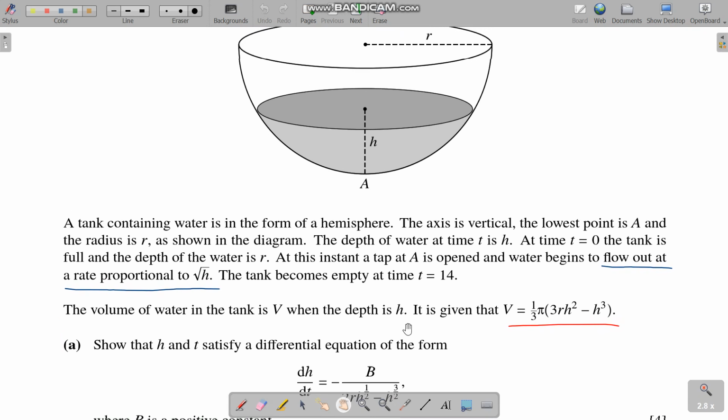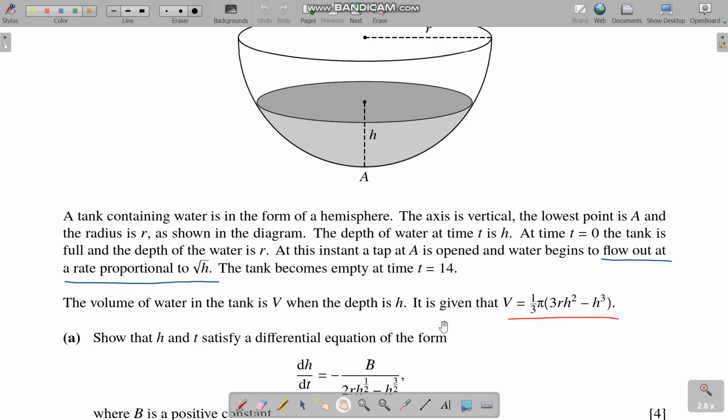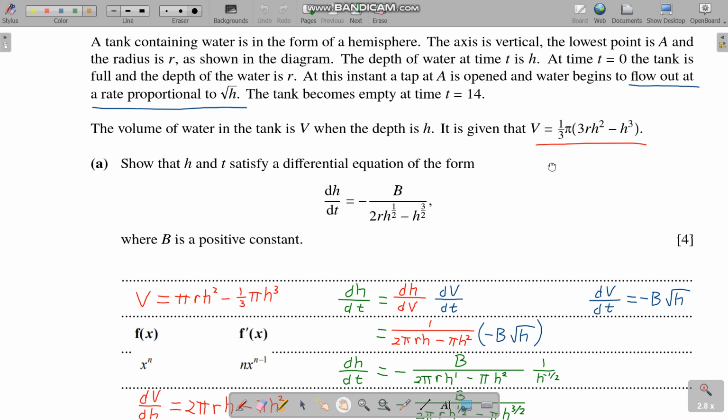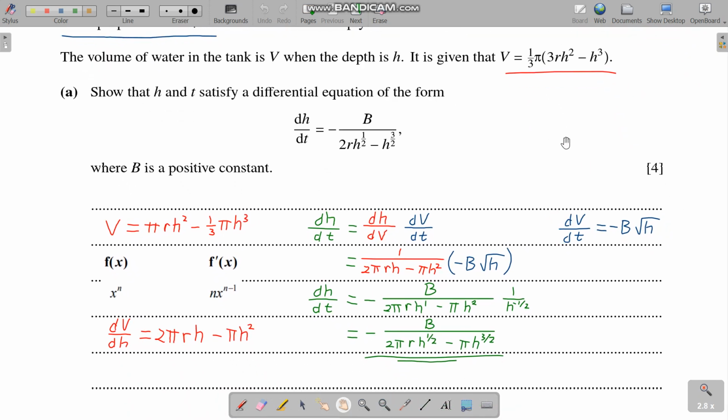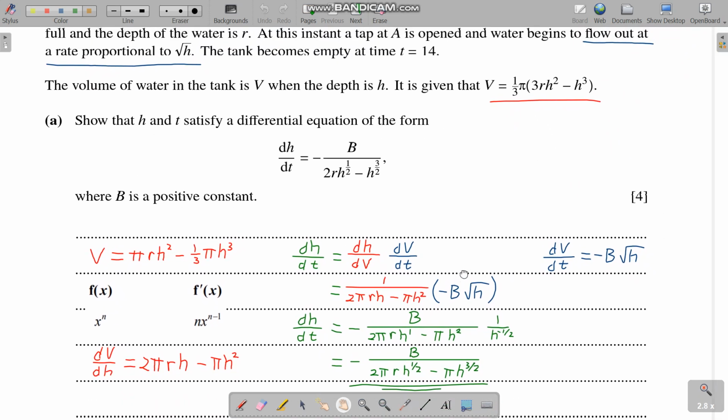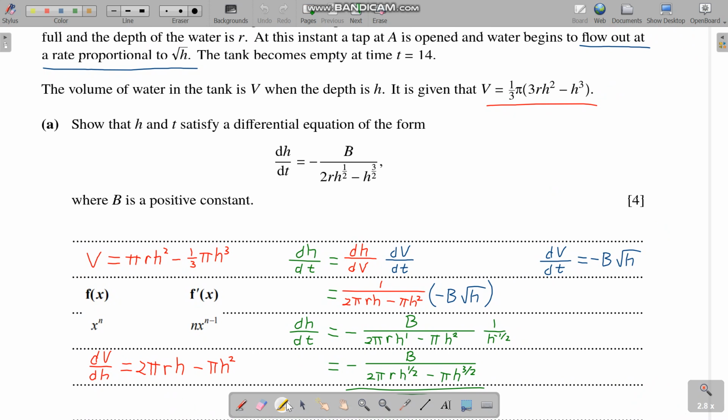So first of all, we need to find dV/dh. So this is V. If you open up the brackets, we need to find dV/dh. We differentiate with respect to h.